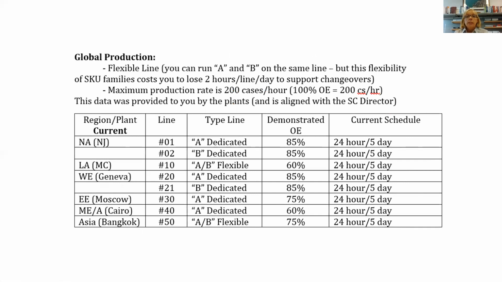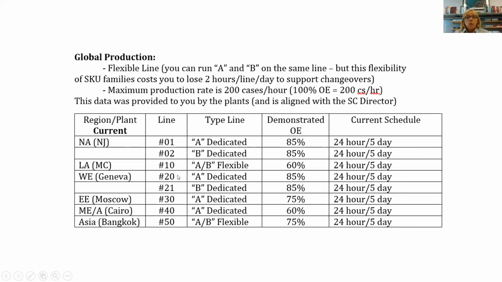We're also given this information. We're looking at global production and at whether you have a flexible or a dedicated line. Let's take a look at some of these. In North America, we have 2 lines. We talked in class today a little bit about how we do the numbering for these lines. We always tend to be North America centric, so we start with the number 1, and then if we added to this, it would be a line 3.